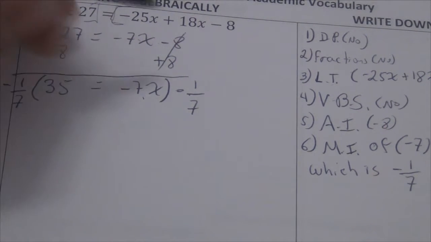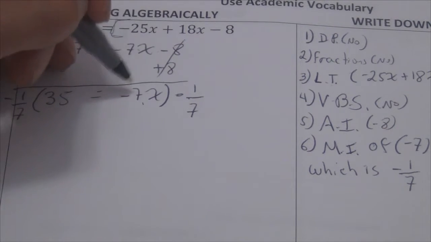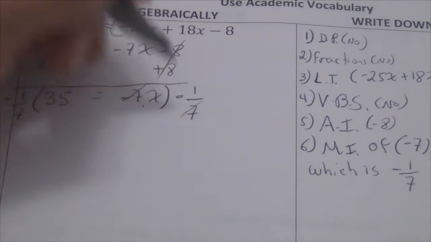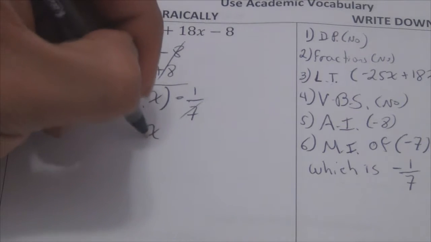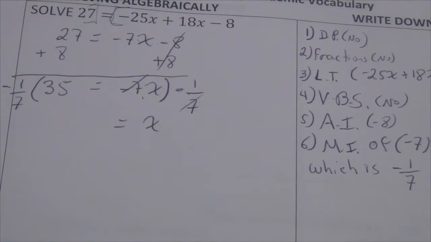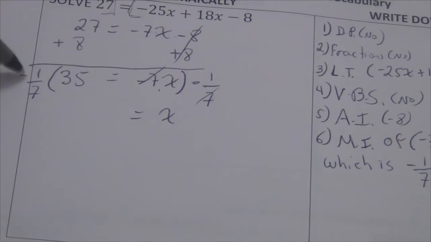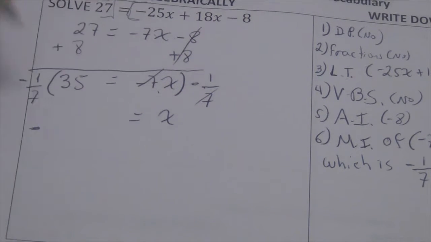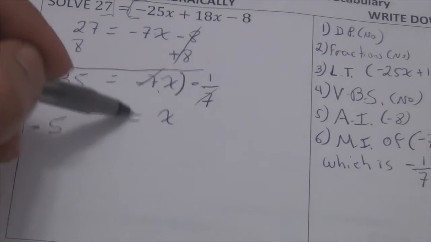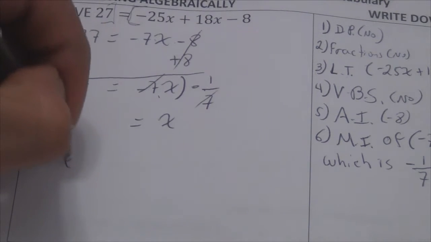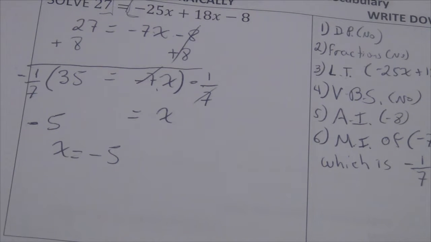Now what? Well, what's the idea behind multiplying by the reciprocal? To cancel out. Look, when you multiply by negative 7 and divide by negative 7, they cancel out. That leaves you with your x. Now look, negative times positive is negative. So my answer here is going to be negative. Now 35 divided by 7 is 5. So my answer is x equals negative 5, not 5. Okay, and that's it. That's basically what you do.